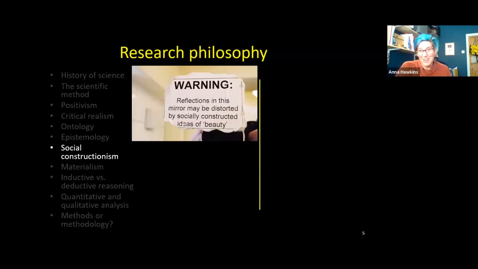In the example I've used here, the warning is that reflections in this mirror may be distorted by socially constructed ideas of beauty. So if I were to say, what is beauty? What is beautiful? What does a beautiful person look like? Then the way in which we as a society find value in terms of beauty and aesthetics is very socially constructed. It changes. It isn't the same now as it was 50 years ago. It isn't the same here as it is somewhere else. So often these ideas of beauty or popularity are shifting constantly in terms of different socially constructed views.